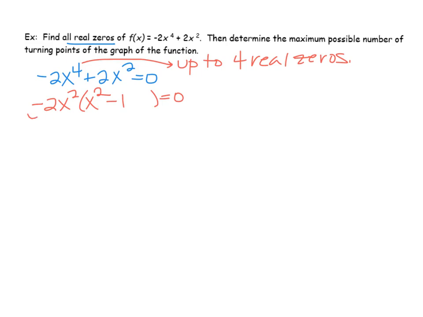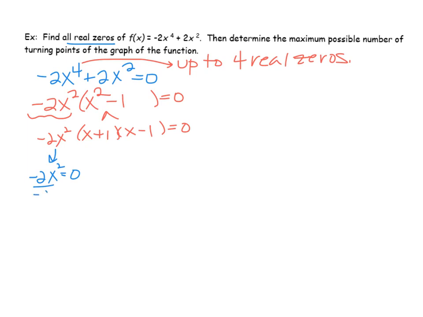Now the negative 2x squared on the outside doesn't factor any further, but the x squared minus 1 actually splits into a difference of 2 perfect squares, x plus 1 and x minus 1. And then we have that negative 2x squared out in front. Once you have it factored, we apply what we call the zero product property. Set this equal to 0.